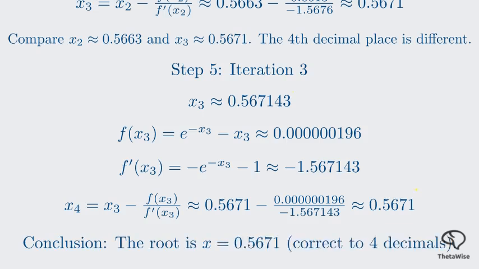Since x3 and x4 both round to 0.5671, we can confidently state that the root, correct to 4 decimal places, is 0.5671. By using only 3 iterations, we have arrived at an accurate result that would have taken many, many more steps with the sign change method. This demonstrates the power of Newton's method.